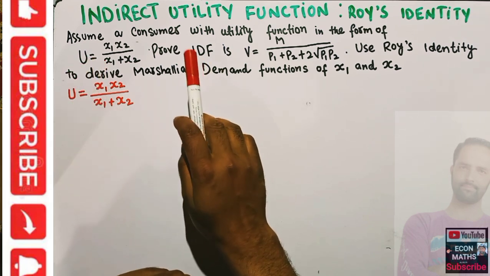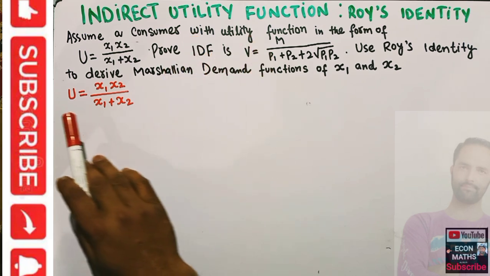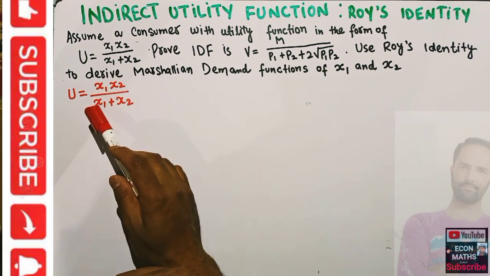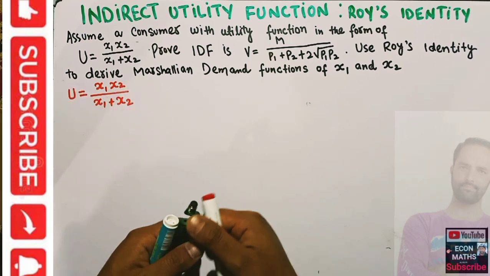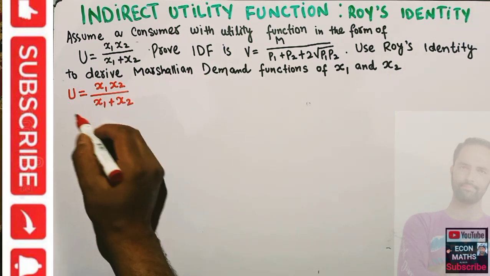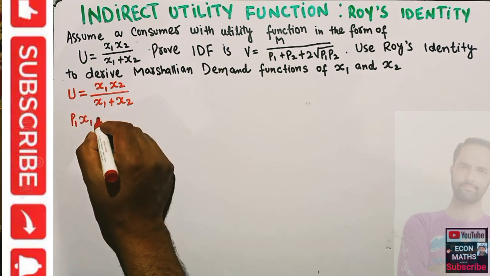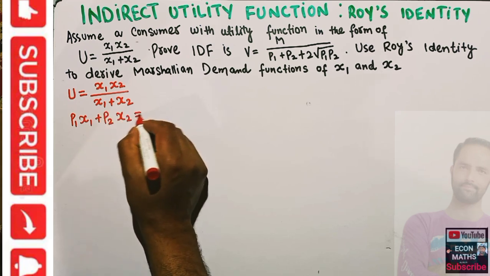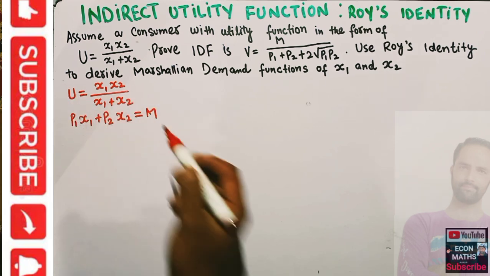Now to derive this indirect utility function, first we need to find the demand functions for good x1 and x2. And to find the demand functions, first we need to construct the budget constraint. This is our utility function, which is being given. Our budget constraint will be simply equal to price of good 1 into units of good 1 plus price of good 2 into units of good 2 should be equal to total income. This is our utility function, this is our budget constraint.